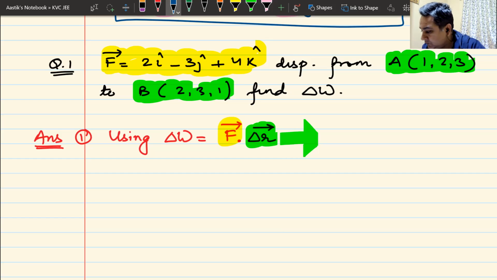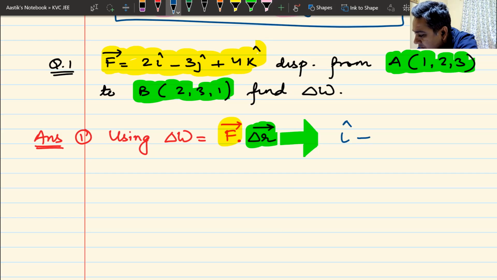Sir, minus 9 joules, sir. Oh, we got the answer straight away. Well done. I was just looking for the displacement. Beta, can you tell me what is the displacement first? Displacement is i cap plus j cap minus 2 k cap.